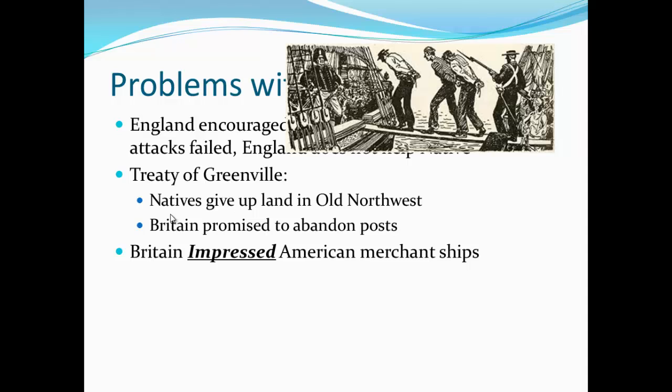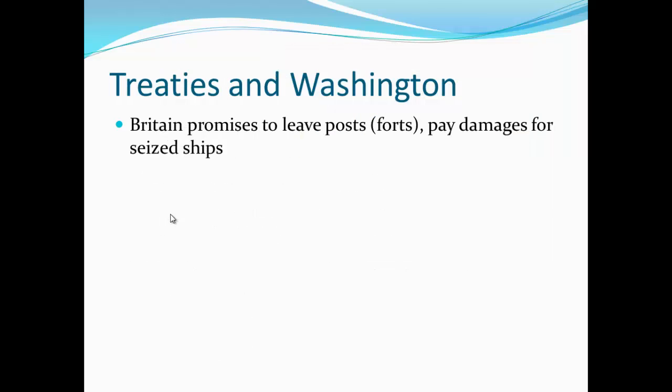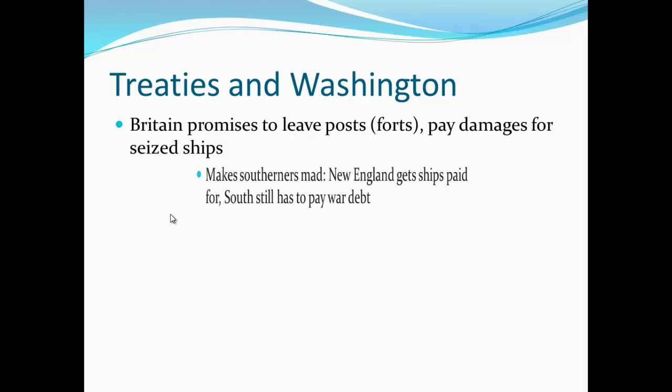We also have something called impressment. You need to know impressment. What this means, merchants often who are traveling on ships selling goods, the British Royal Navy would come up on board the ship and capture these Americans and say, you are now in the British Navy. All right, Britain promises leave forts, pay for damages of seized ships. This is under Jay's Treaty.